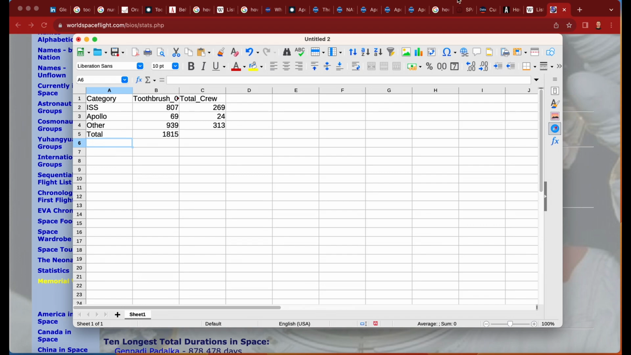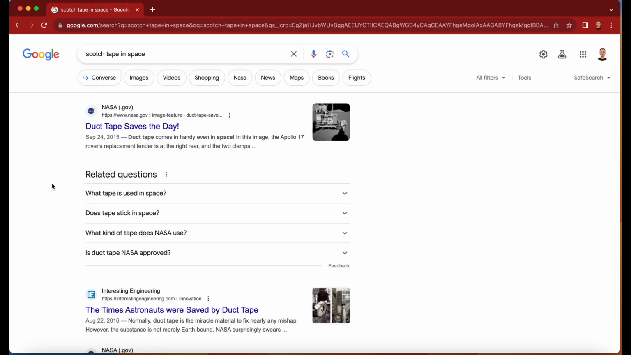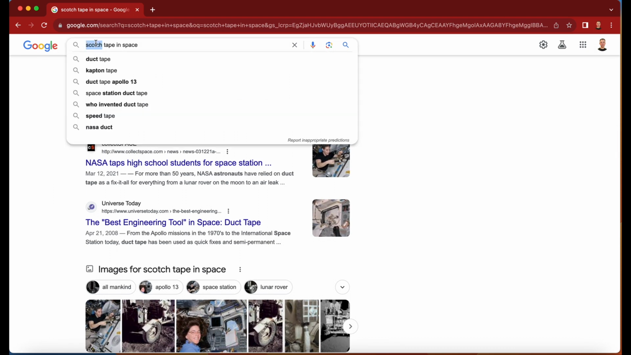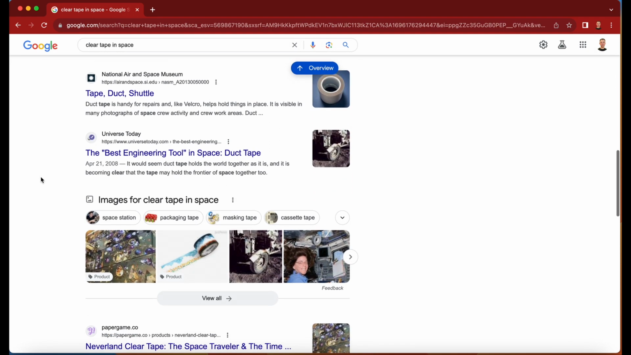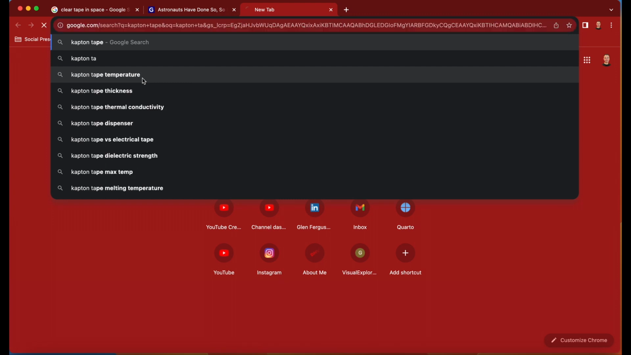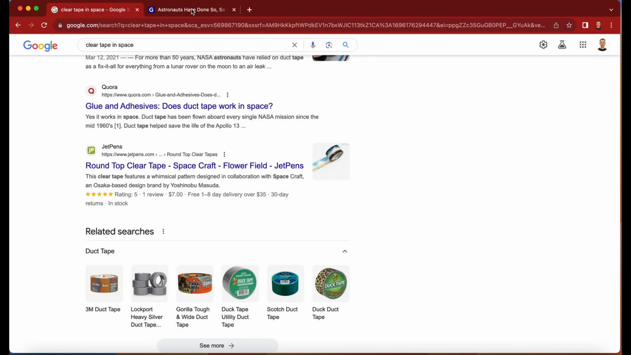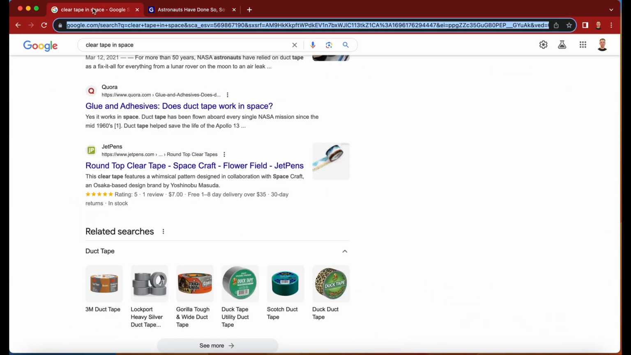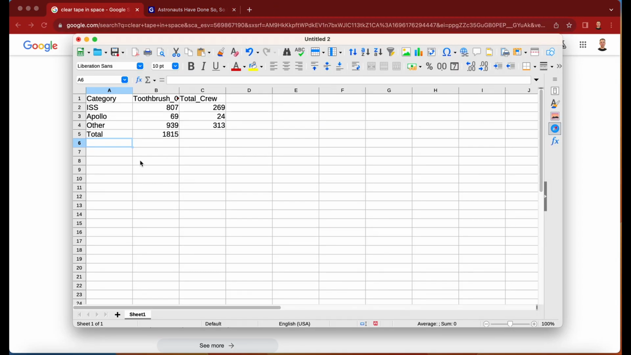All right, so we got toothbrush. Let's see about scotch tape. Okay, we got duct tape. Nothing about scotch tape over here. Maybe try clear tape. Nope, duct tape again. Captain tape. I don't think that's the right type. Yeah, close enough. Captain tape. And nothing exactly about scotch tape. There's stuff that's similar, but not exactly scotch tape. All right, but we've got toothbrushes still. We can look at those.